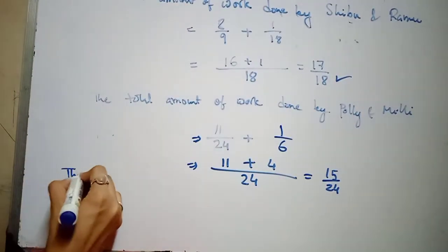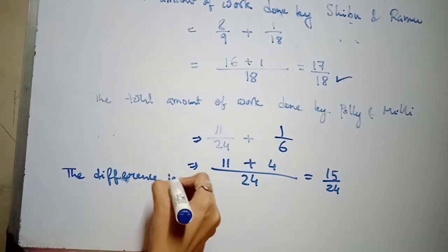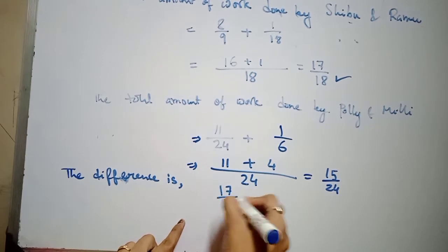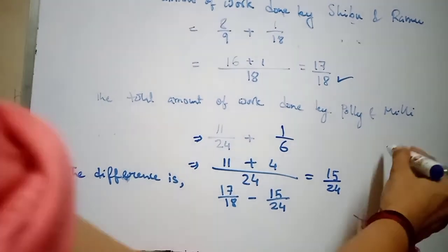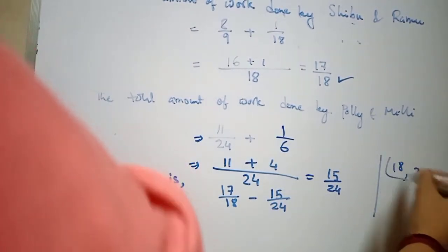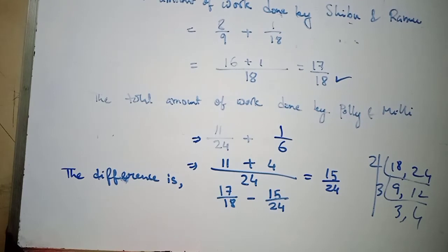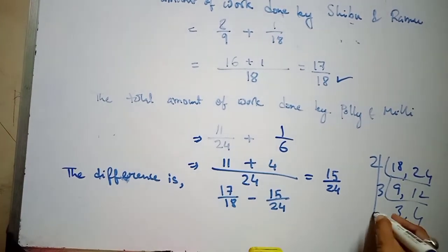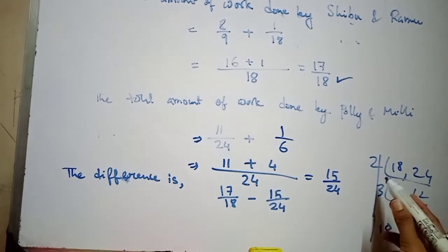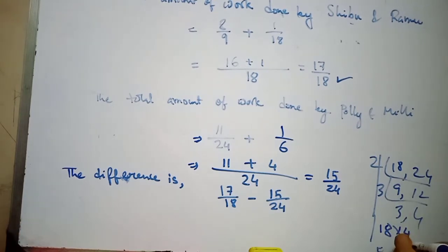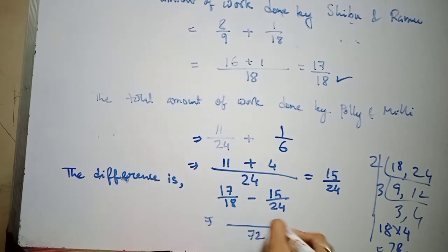So the difference is 17 by 18 minus 15 by 24. Now we have to find the LCM of 18 and 24 here. 6 4s are 24, 24 into 3. 6 3s are 18, 18 into 4. We can do it like this: 18 4s are 72. So we have 72 here.